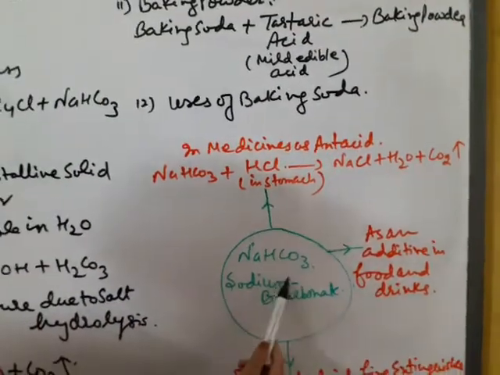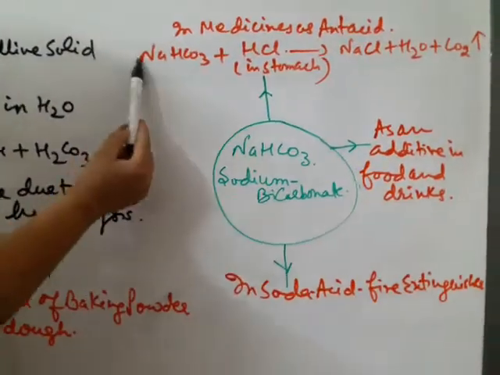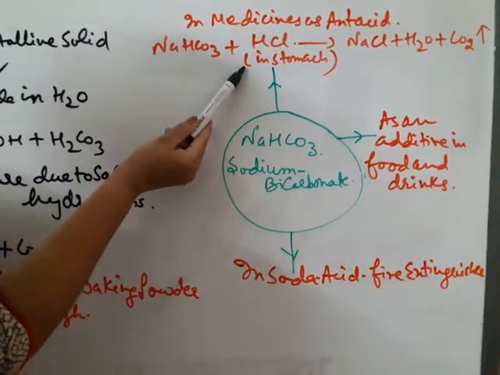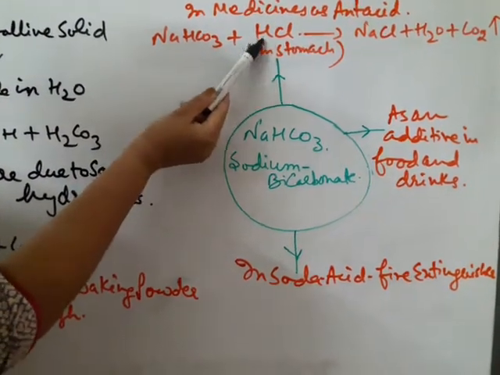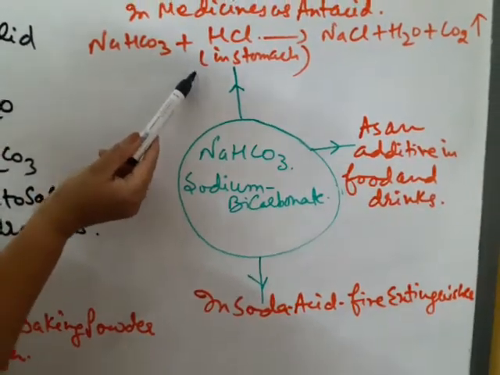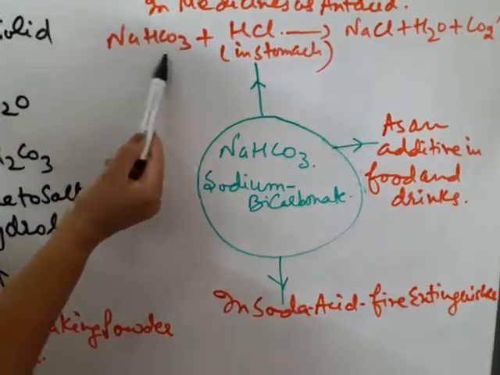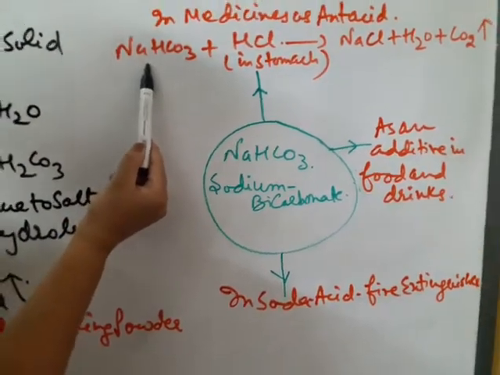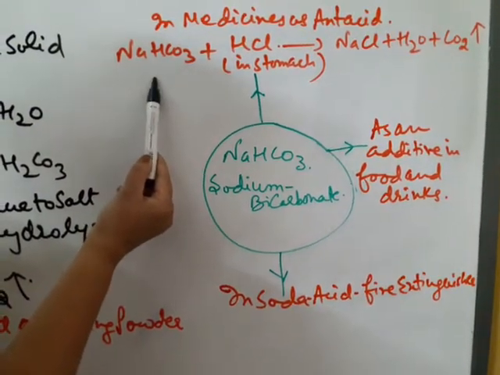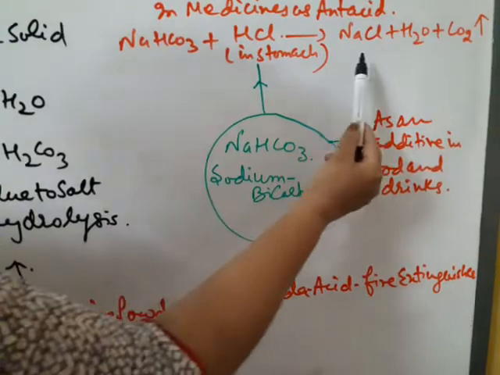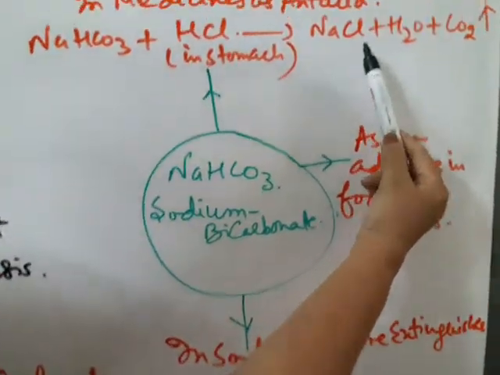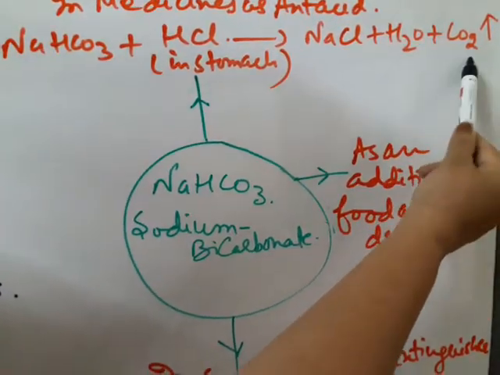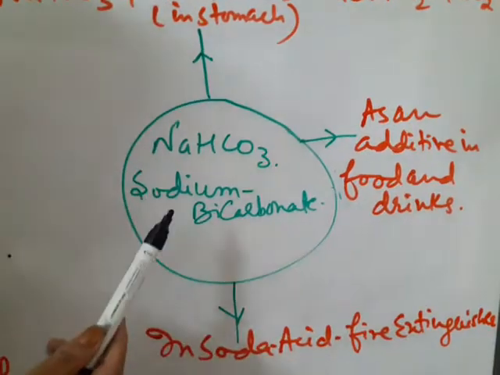Uses of baking soda: medicinally it is used as an antacid. When there is acidity in the stomach, all of you know that the stomach contains HCl acid. When there is acidity in the stomach, baking soda is available in your home. Just add baking soda to water, make a solution and drink it, and you will get relief from acidity, because NaCl, a common salt, is formed, and water and carbon dioxide will be exhaled out.